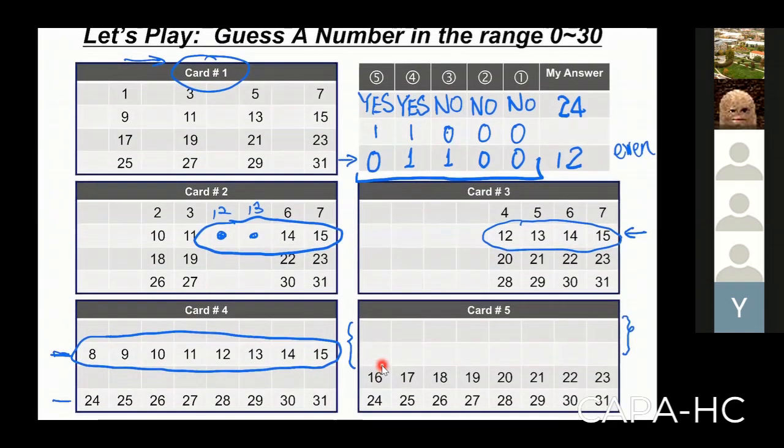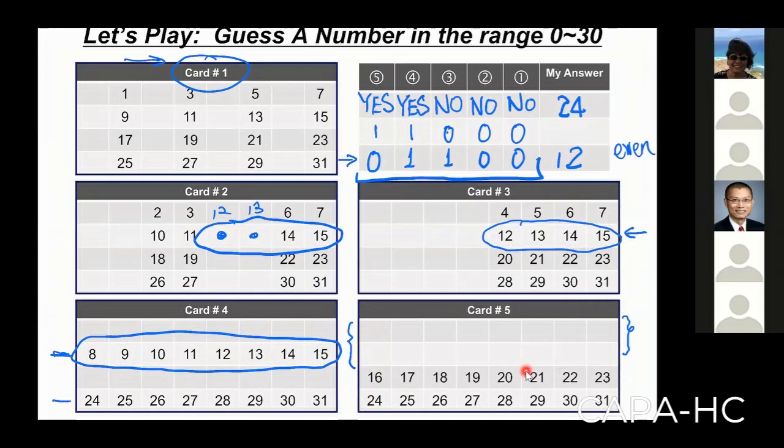The second time, we were trying to gradually narrow down. Based on the answers, we try to see what set of numbers your friends wrote down, and then we narrow down our choices one by one. We can very easily know whether it's an even or odd number by looking at their answers to the first question, whether it's in card number 1, and also whether it's a big number or a smaller number in this range by looking at their answers to card number 5.